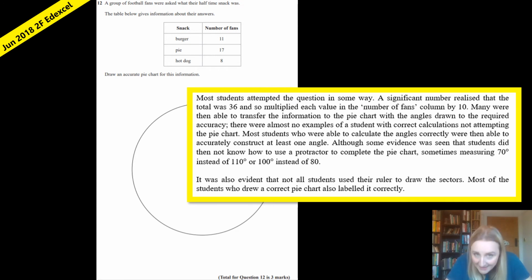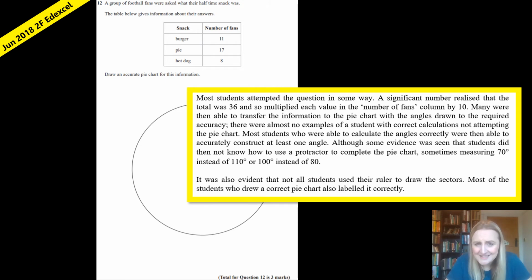Says that many students were then able to transfer the information to the pie chart with the angles drawn. However, it does say that some students again struggle to use a protractor. Our students really find protractors difficult, and we know that. For example, instead of measuring 110, they measured 70, which shows they're using the wrong scale on their protractor.